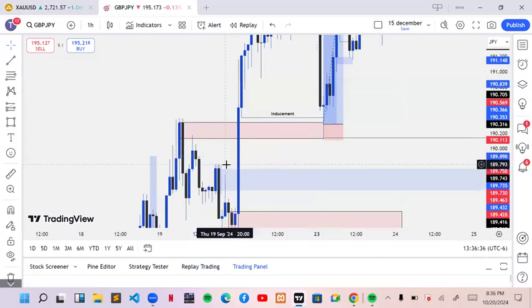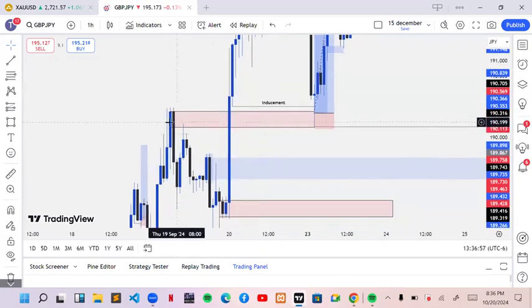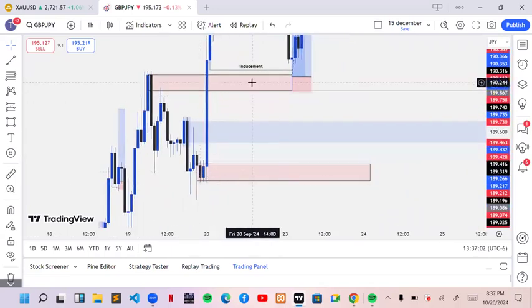Second rule says it used to have liquidity or inducement. Our inducement is present. Third rule says the point of interest needs to be unmitigated, meaning that price must not have touched that point of interest after the shift in market structure or break of structure. The inducement is right here. Our breaker block was never mitigated during the first pullback. So this breaker block is valid to be used as entry, and this other block down here is also valid to be used as entry.